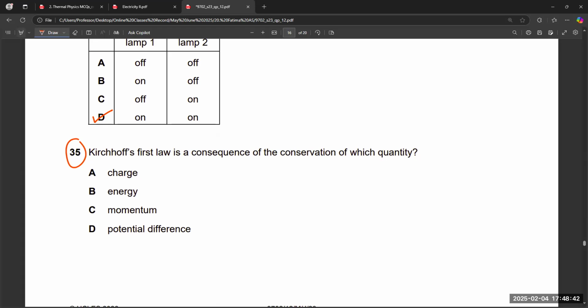Question number 35, Kirchhoff's first law is a consequence of the conservation of which quantity? So just like we discussed, the first law is related to the current law, and current law means law of conservation of charges. In the second, it is related to energy.